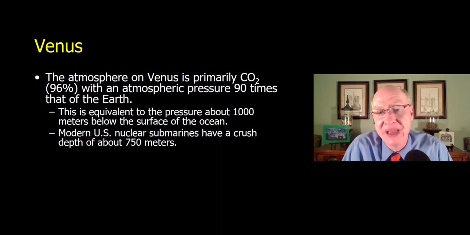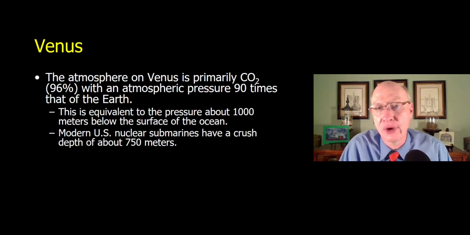Now, to put that in perspective, that's equivalent to the pressure about 1,000 meters, which is 3,000 feet below the surface of the ocean. That is deeper than U.S. nuclear submarines can go. A typical U.S. nuclear submarine has a crush depth of about 750 meters. The actual crush depth is classified, but probably right around 750 meters is the limit as to how deep U.S.